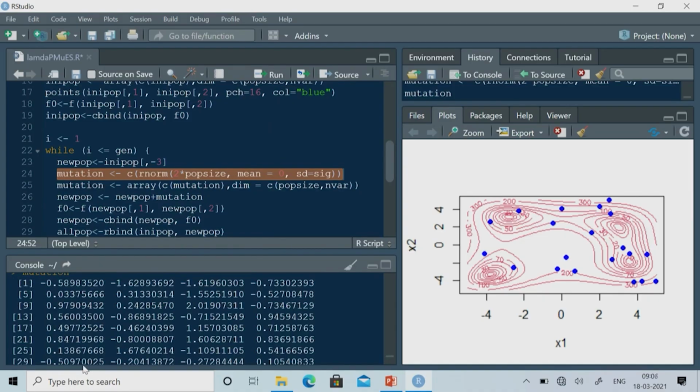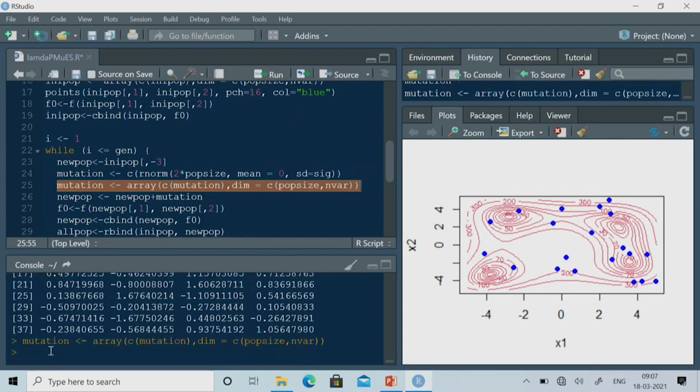So, I will add this to the initial population. Now, it is a one dimensional array, so I have to put it in a two dimensional array. I am using the array function and the dimension is population size as the row, and the number of variables as the column. So, I am running this particular line, and I will get this mutated value.